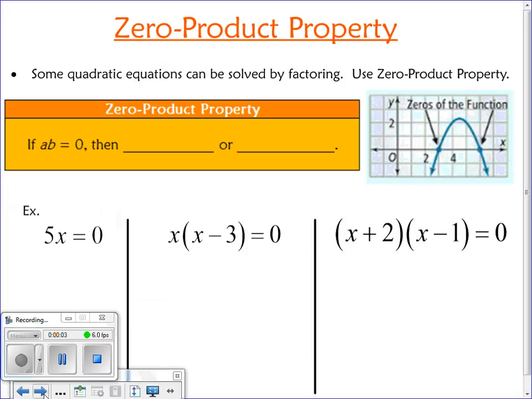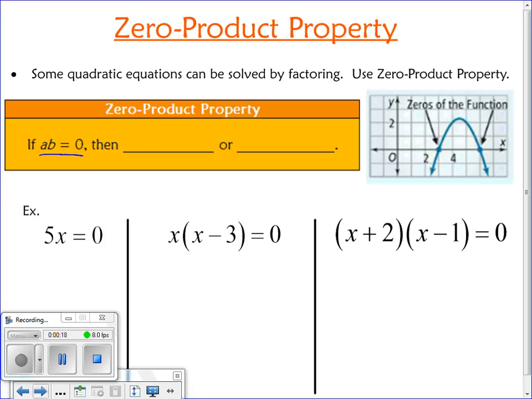All right, so in order to solve by factoring, we use what's called the zero product property. Sounds fancy, it's really not that big of a deal. I don't care that you remember that it's called that, just as long as you know how to use it. That's all I care about. So take a look here.